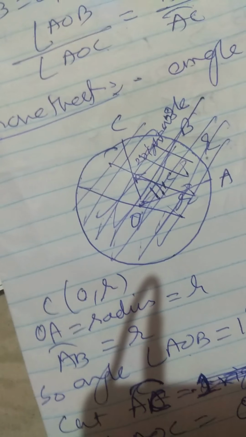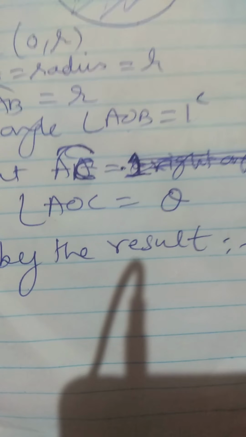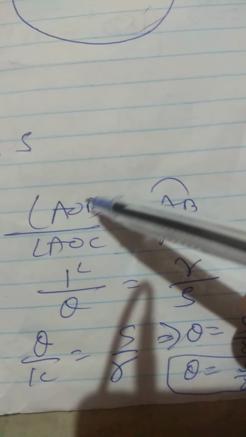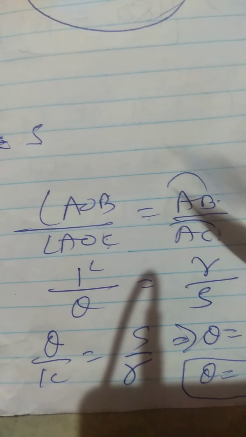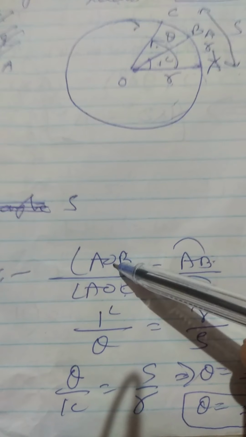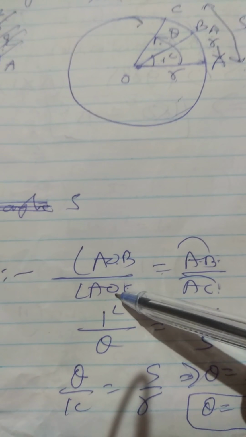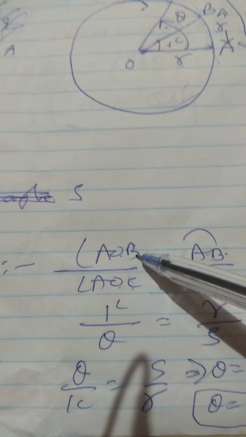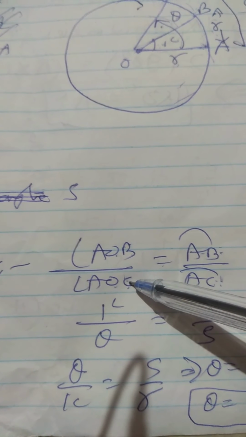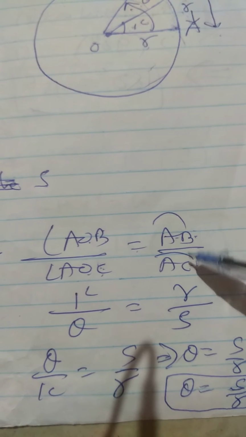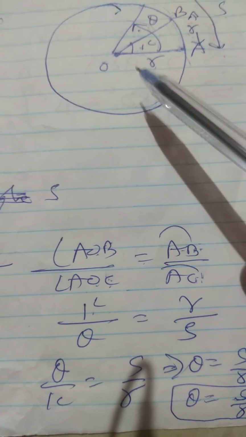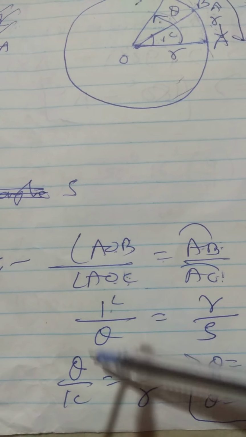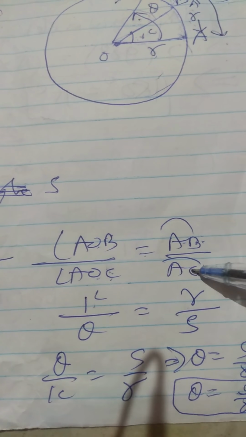Now, in the previous result, we know that the angles subtended by arcs at the center are proportional to the lengths of their corresponding arcs. That is the angle AOB subtended by the arc AB, and the angle AOC subtended by the arc AC. So the angle AOB is 1 radian in that diagram, and angle AOC is θ. The length of AB is r and the length of AC is s.